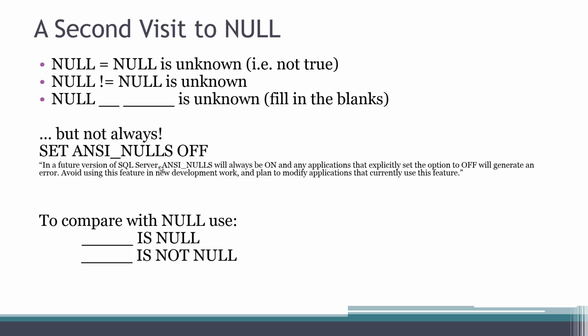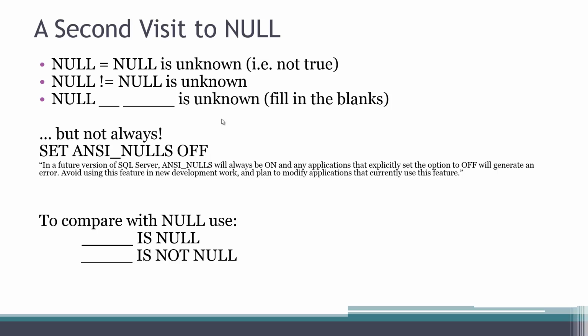So if you have in your where clause the statement where null equals null, you won't get any rows back because that is never equated to true. If you have where null is not equal to null, that will still not return any rows because that's never true either. In fact, null with any comparison to any other value always comes back as unknown.